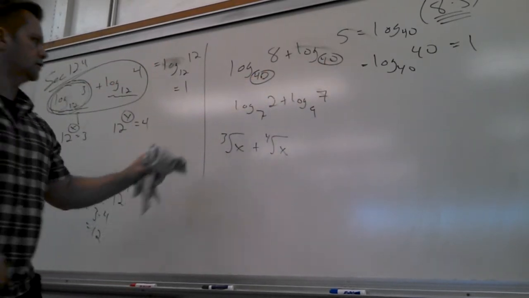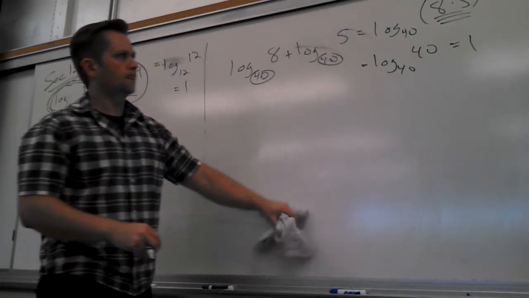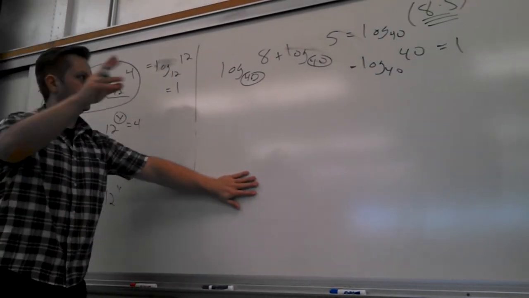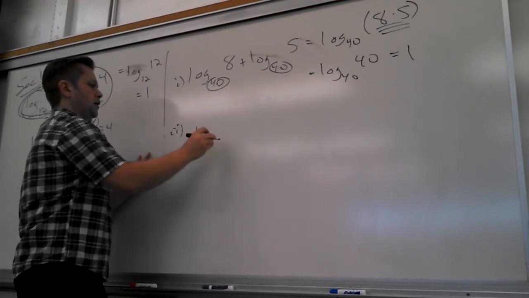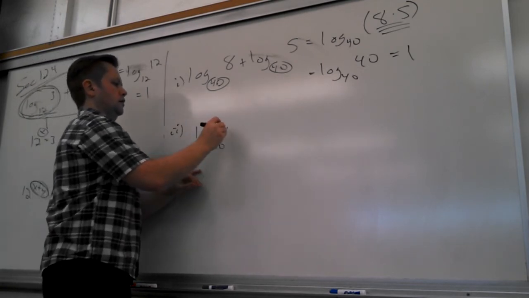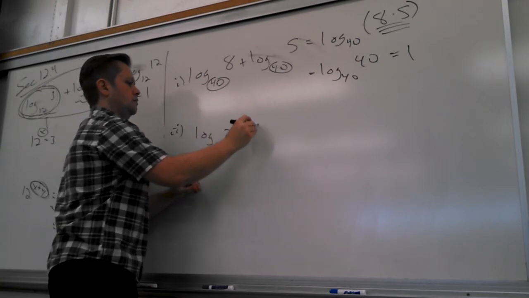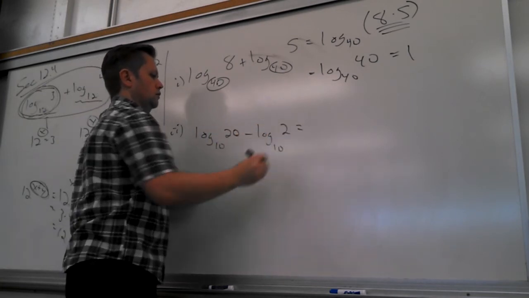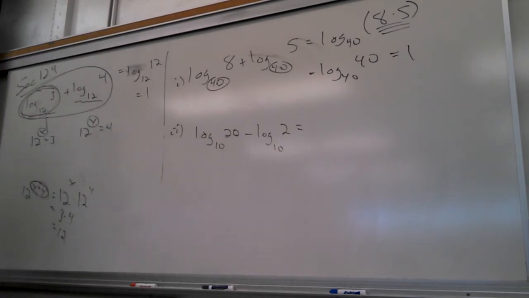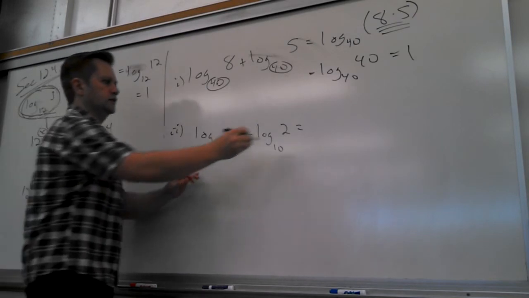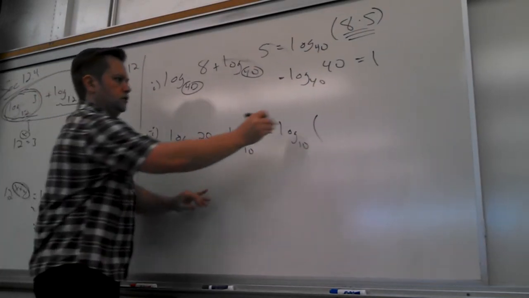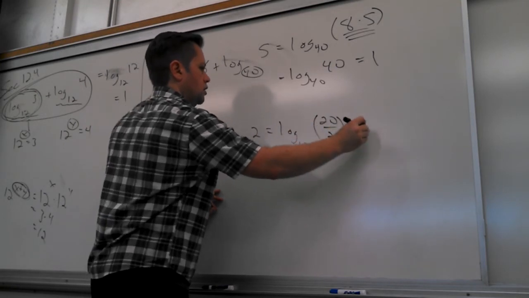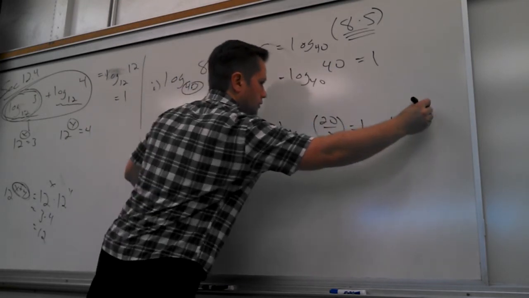So what do you think about this? Stay with me. We're just talking about ideas right now. Log base 10 of 20 minus log base 10 of 2. When do you subtract powers? When you were dividing. So how can I rewrite this as log base 10 of 20 divided by 2? Which is log base 10 of 10, which is 1.